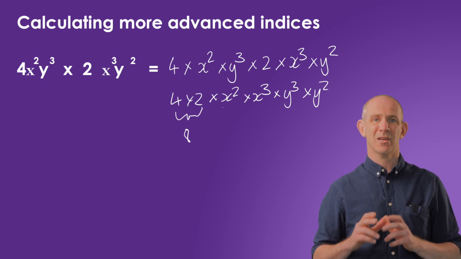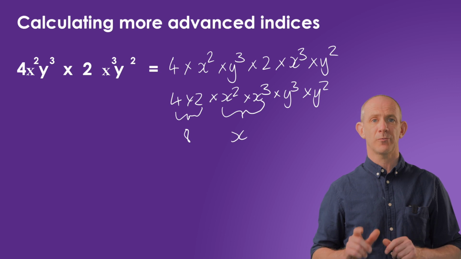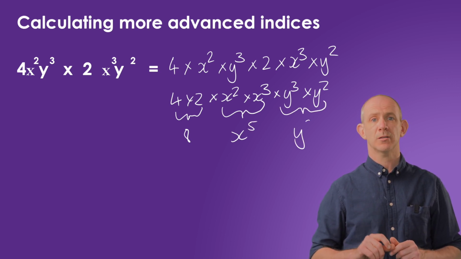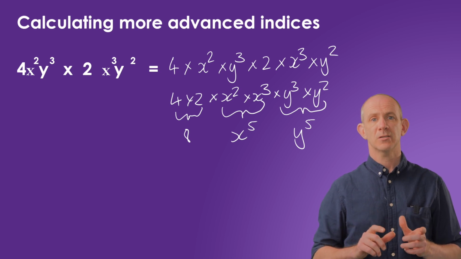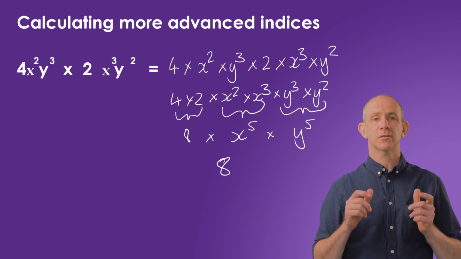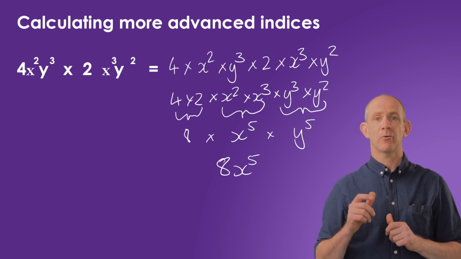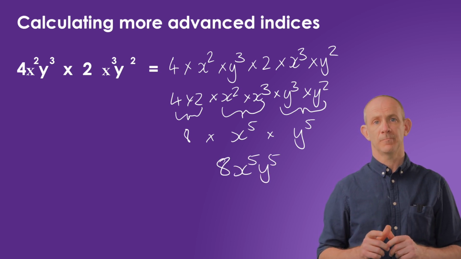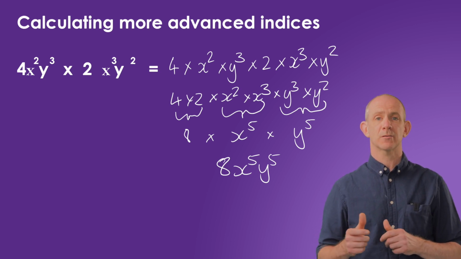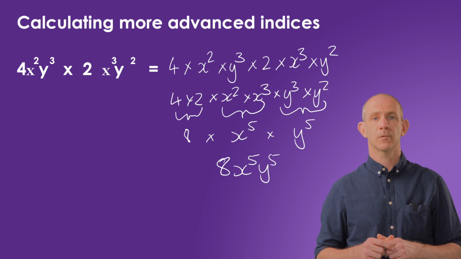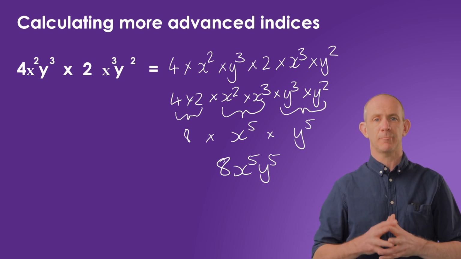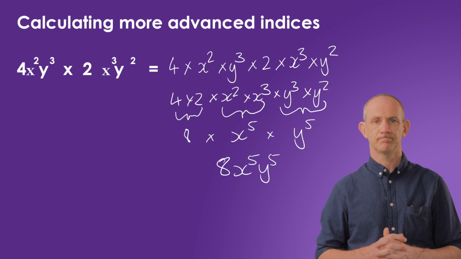x squared times x cubed will give us x to the power of 5. y cubed times y squared will give us y to the power of 5. This can be simplified further by taking out the multiplication symbols to give us 8x to the power of 5, y to the power of 5. This is as simplified as we get, as we don't know the values of x or y. Remember, when the base numbers are the same, you can simply add the powers when multiplying.